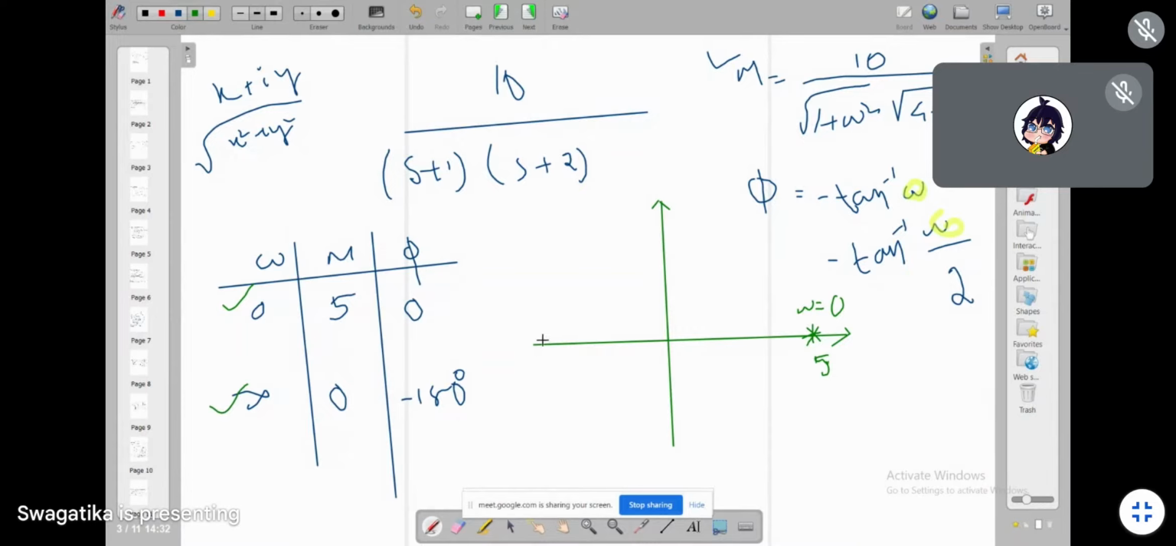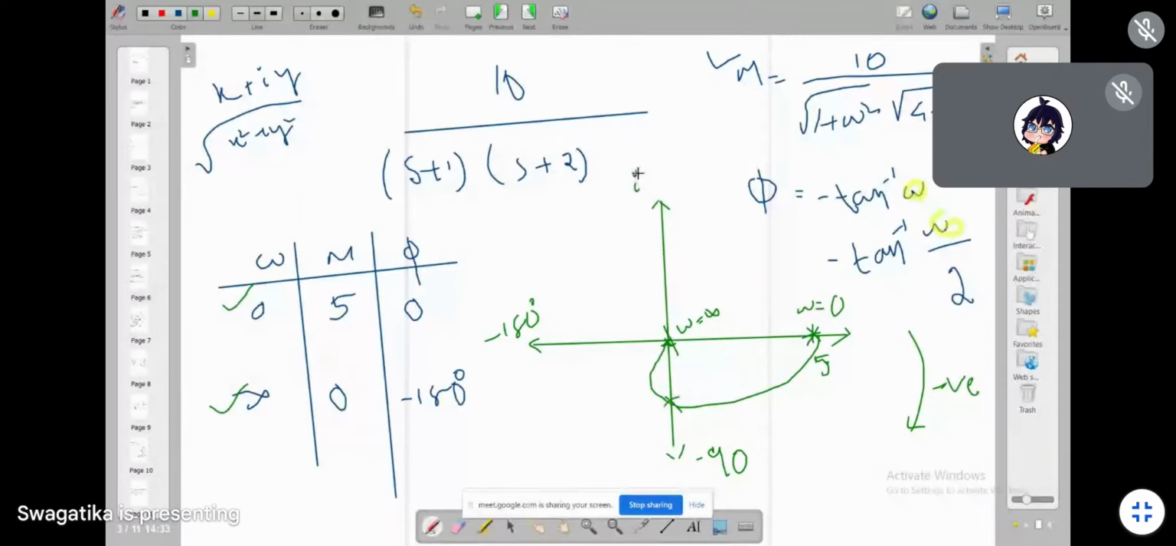Minus 180 degree means this one, because if you go clockwise direction, you will find negative phase angle. So 0 minus 90, this will be minus 180. So it will end at minus 180 degree with magnitude 0, omega equals infinity. Here you can see this plot is crossing the imaginary axis. So how will you find out this point?